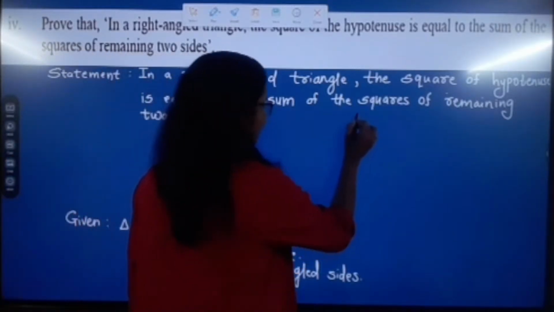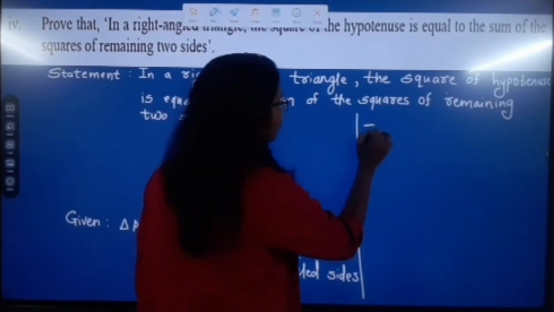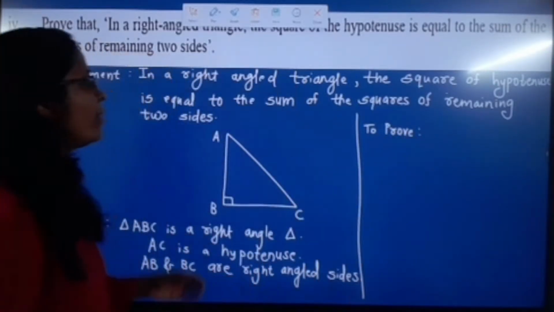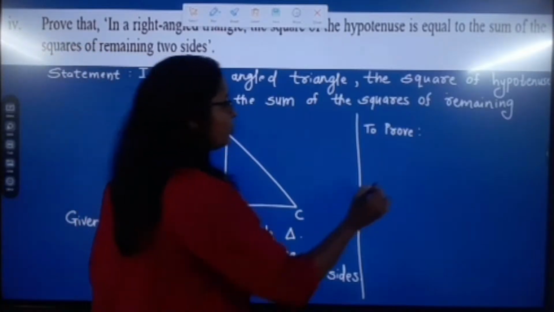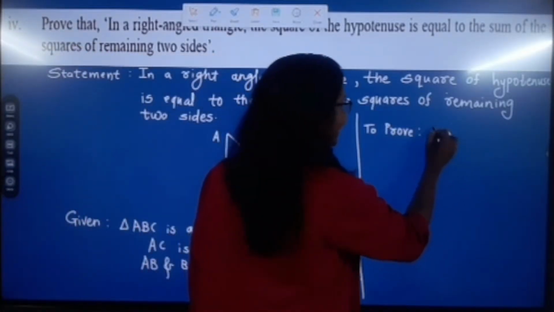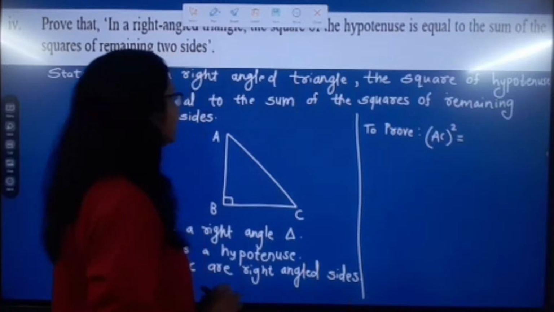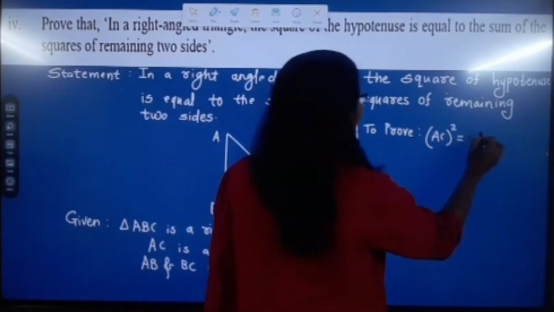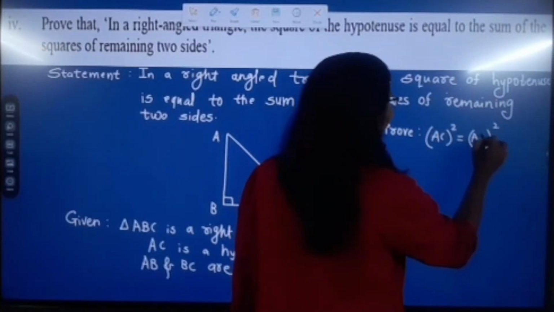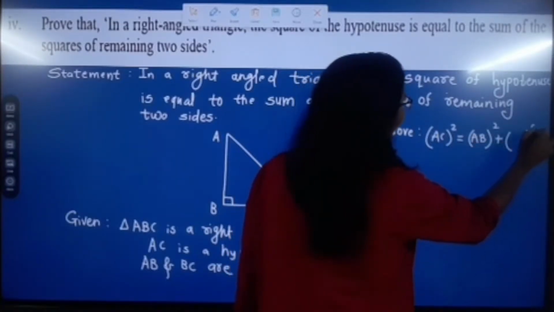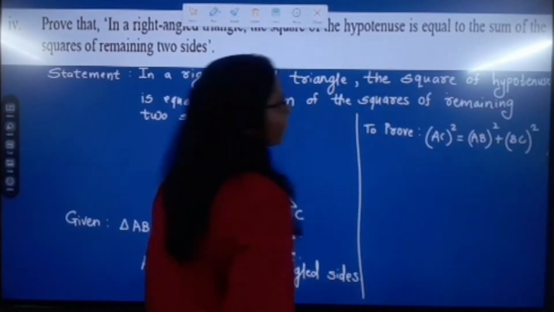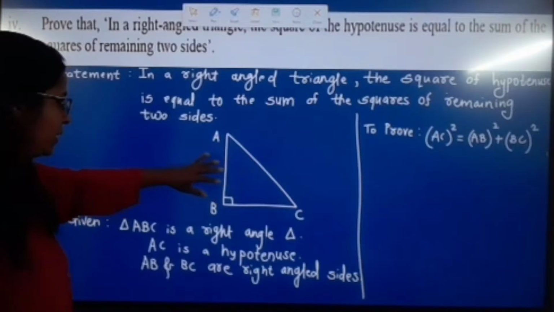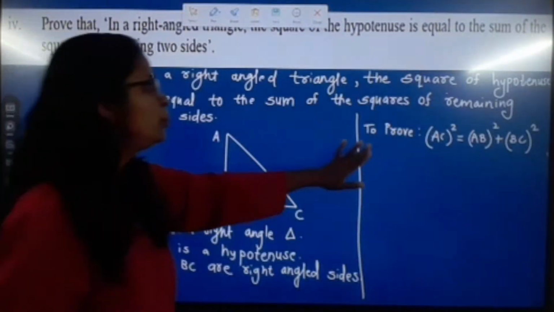Then we have to write down what is to prove. We have to prove that the square of the hypotenuse, that means the square of AC, is equal to the sum of the squares of the remaining two sides, so square of AB plus square of BC. So we write down the statement, then draw the figure, then given, and then to prove.